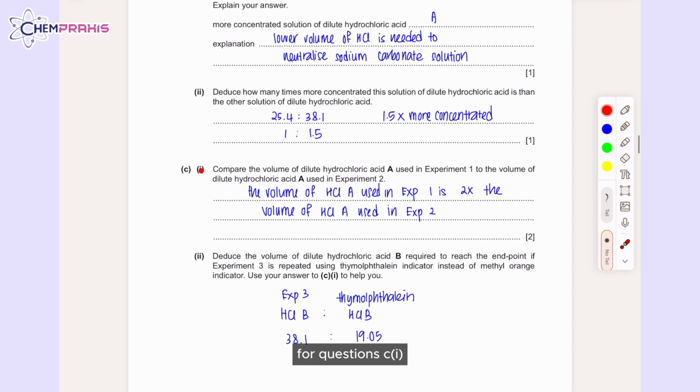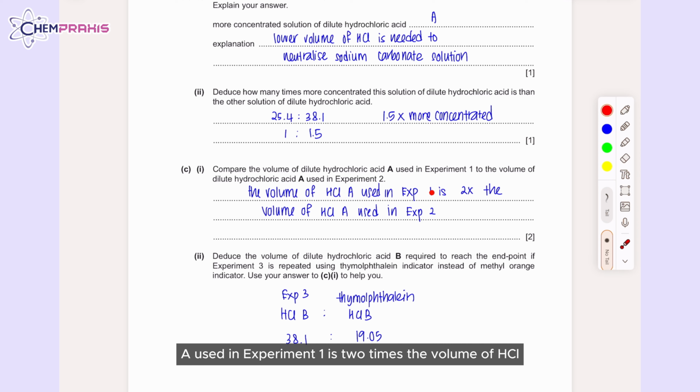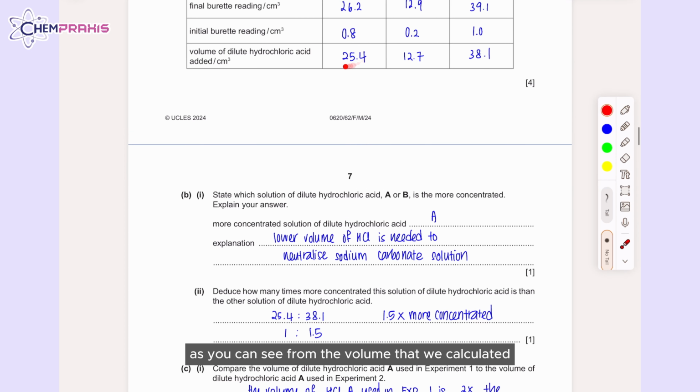For question C1, compare the volume of dilute hydrochloric acid A used in experiment 1 to the volume of dilute hydrochloric acid A used in experiment 2. The volume of HCl A used in experiment 1 is 2 times the volume of HCl A used in experiment 2, as you can see from the volume that we calculated.